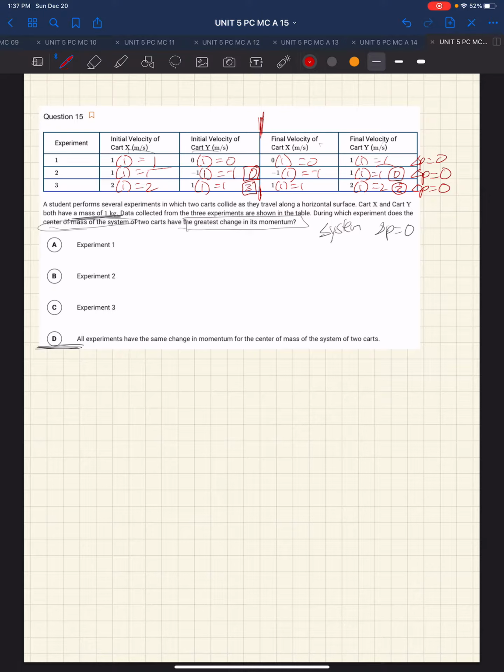So we should be able to answer this question without even looking at the data. We should be led toward D, but we could see in this case that the change in momentum is 0 in every case. The center of mass, it turns out, is an important concept in the conservation of momentum. But it's really irrelevant in this case because the change of momentum of the system is 0. We can calculate that for each experiment.